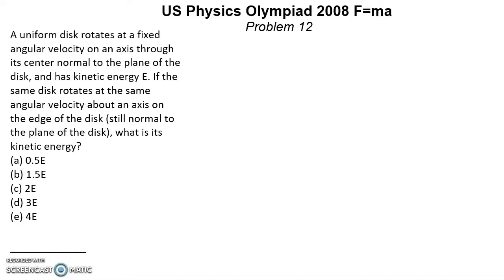Problem number 12. A uniform disk rotates at a fixed angular velocity on an axis through its center normal to the plane of the disk and has kinetic energy E. If the same disk rotates at the same angular velocity about an axis on the edge of the disk, still normal to the plane of the disk, what is its kinetic energy?